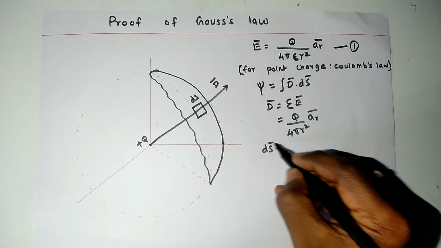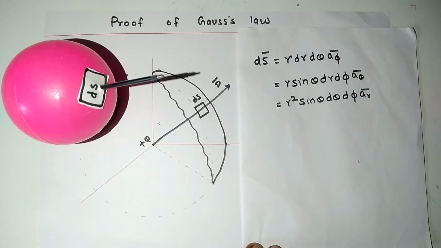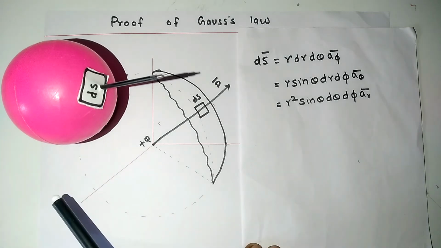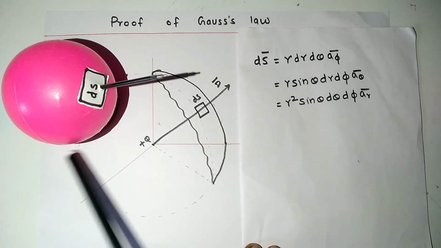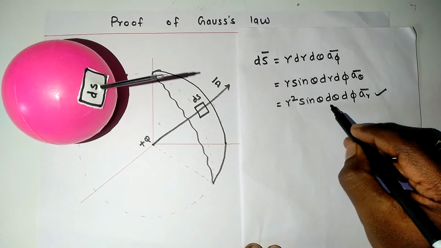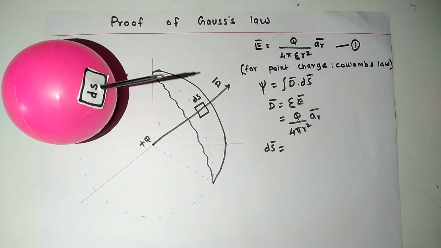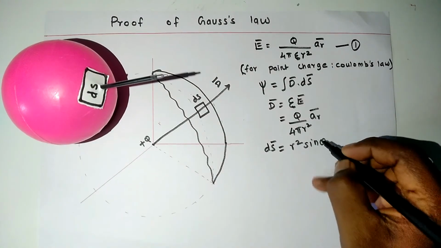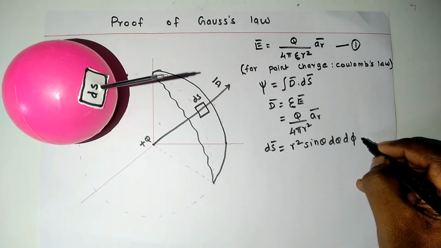Now the expression for ds vector. In a spherical coordinate system, ds vector can take three possible values. Now we have to select one among these possible values depending upon our problem definition. Now consider a closed Gaussian surface like this. If you move this ds all around the closed Gaussian surface, the value of r will remain constant, but the value of theta and phi will change. So our choice will be the third one, as the values of theta and phi change. So we can write ds vector equals r square sin theta d theta d phi ar vector.